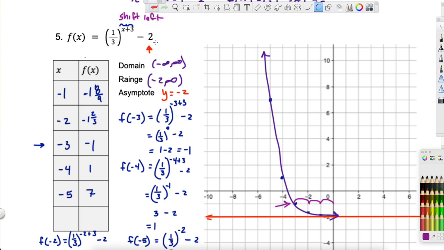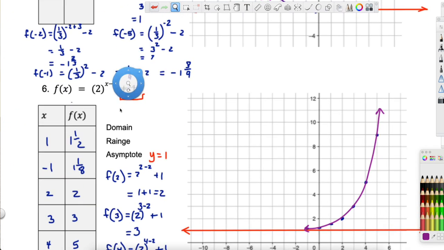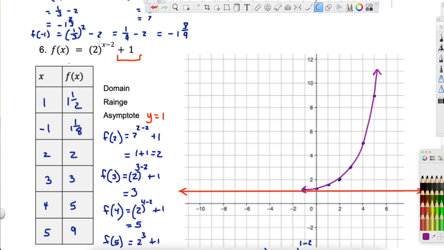And then when we add or subtract outside the function, this shifts up and down. This one shifted down. So the x plus 3 shifted left 3, and then this shifted down. Or I could say vertical shift, and this is a horizontal shift. So this is a horizontal shift, and this is a vertical shift, 2 down. Same with number 6. We subtracted 2 here, so that shifts it to the right 2 units. Over here, that's our horizontal shift. Our vertical shift for this was up 1.